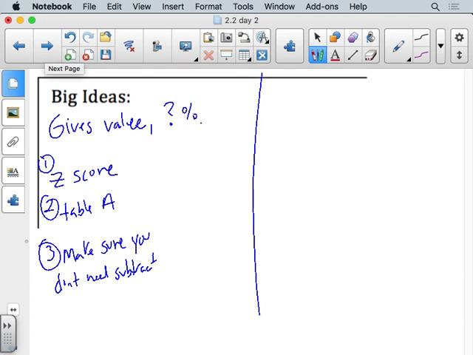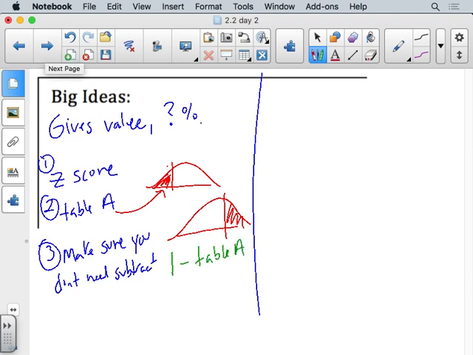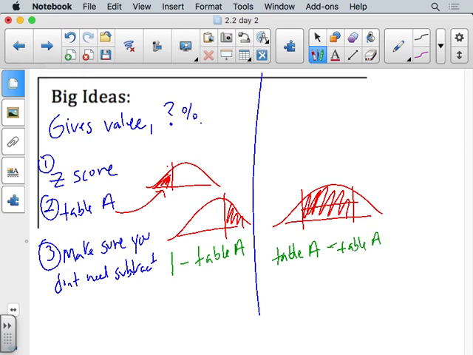Basically, if it's asking for the thing less than, then that's what table A does. If it's asking for greater than, then what you need to do is 1 minus your table A number. And if it's asking for in between, you have to get 2 different z-scores and subtract them from each other. So table A minus table A, table A1 and table A2 versus each other. So that's kind of that process.